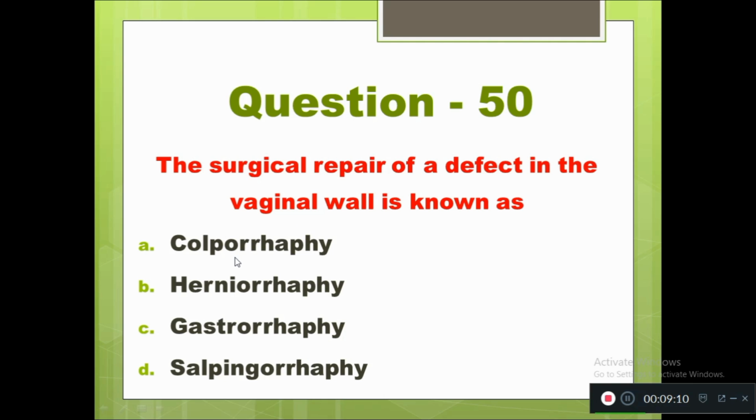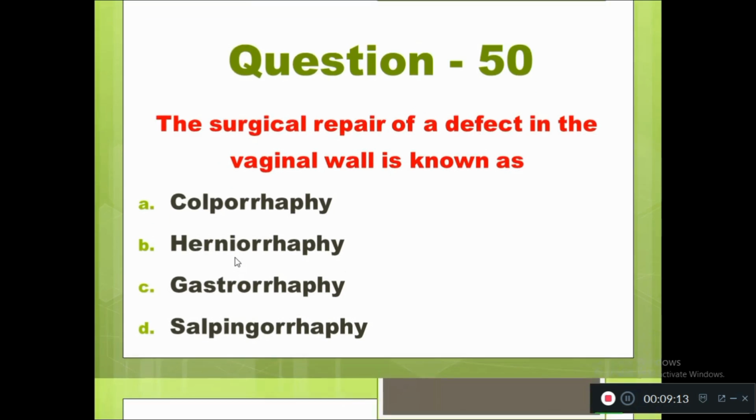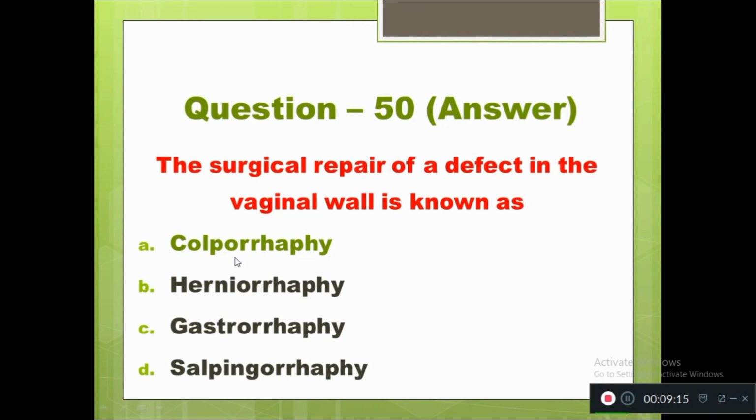So vaginal wall is related to colpo. So the answer is colporrhaphy. It is the surgical repair of defect in the vaginal wall.